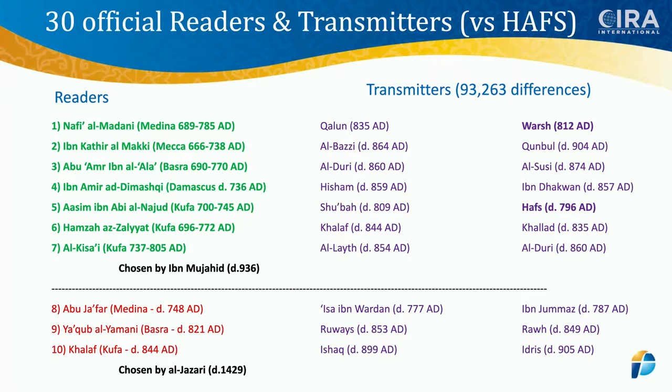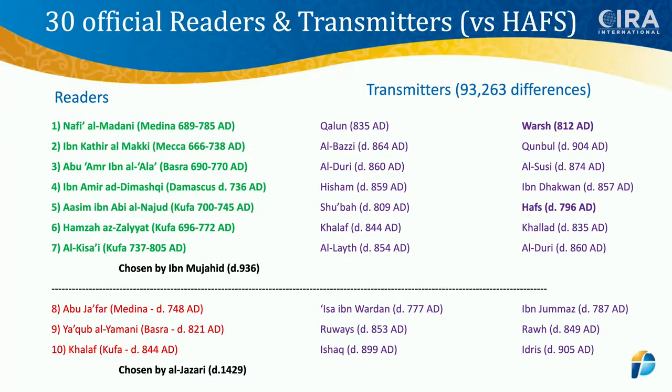Because I understand that some of this will go over the head of many people, so we want to really dumb it down to make it as simple as possible. Let's look at the first 7 on the left in green. If you don't mind me just telling people, the left column are the original supposed readers. The last 2 are what we call the transmitters, the narrators, the students, the rawis. This is the riwayat.